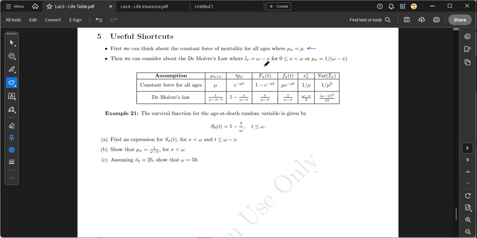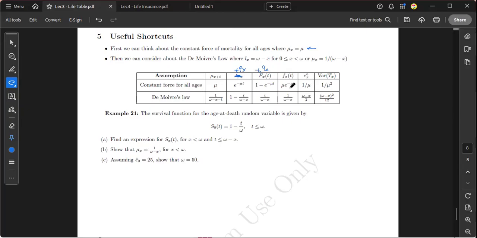And this is the survival probability from x to t. These are also functions. And this is the death probability, which is qxt. And this is the density. And this is the expectation of this future lifetime random variable.